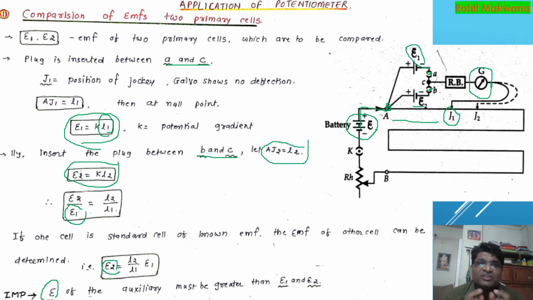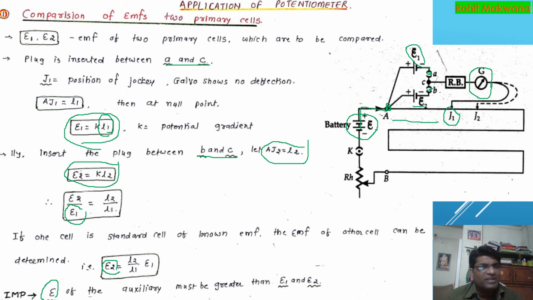Is that clear? So this is how we will use potentiometer to compare the EMF of the two primary cells, and it is very easy. Just introduce one cell at a time, get a balancing length, apply this potentiometer principle carefully. You will get these two equations, E1 equals KL1, E2 equals KL2. Just take the ratio and that's it. Your comparison of two primary cells is done. Is that clear? Then you might say, how is it comparison? Because you have got this ratio, E2 by E1 is equal to L2 by L1.